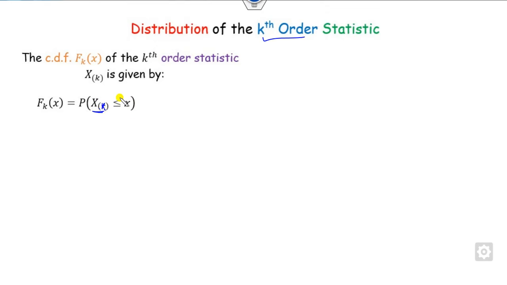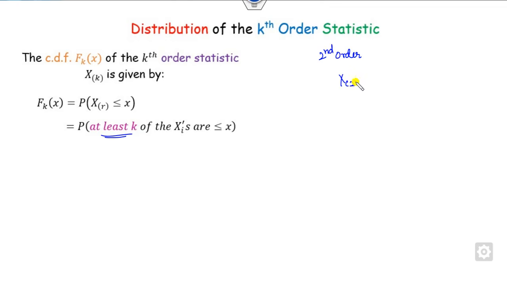You can substitute the values of this. What is the meaning of that? What is the meaning of the kth order? That is the second order statistics. What is the meaning of the second order statistics? That is the second smallest element. If you want to find the third order statistics, that is the third smallest element in the series.